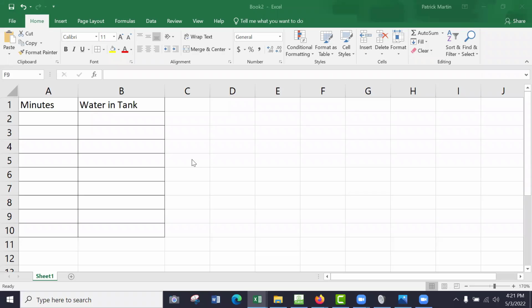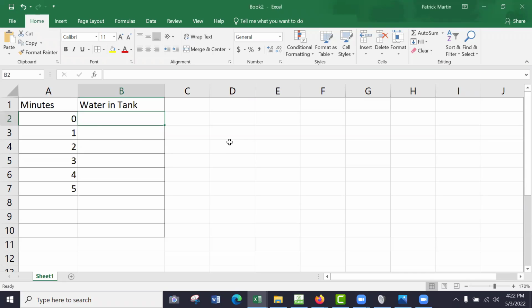Okay, so the next one says that water is pumped into a tank at a rate of 10 gallons per minute. We're just given one number, 10 gallons per minute. I'm going to say initially that's minute 0, then 1 minute later, 2 minutes later, 3, 4, 5. How much water is in the tank initially? How many gallons? Make something up. It doesn't matter.